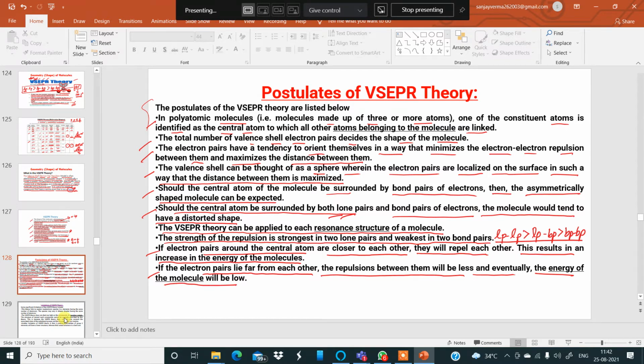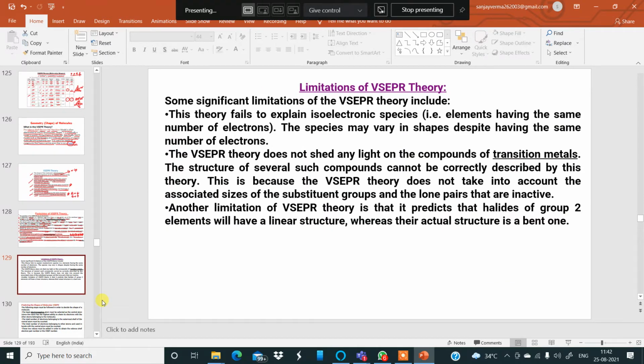Now, after these postulates, moving to the next slide, there are some limitations also, disadvantages, okay, which have been discussed over here. This VSEPR theory fails very badly to explain isoelectronic species, meaning species having the same number of electrons. It fails to explain the geometry of isoelectronic species. The species may vary in shapes despite having the same number of electrons. The VSEPR theory does not shed any light on the compounds of transition metals. The structure of several such compounds cannot be correctly described by this theory.